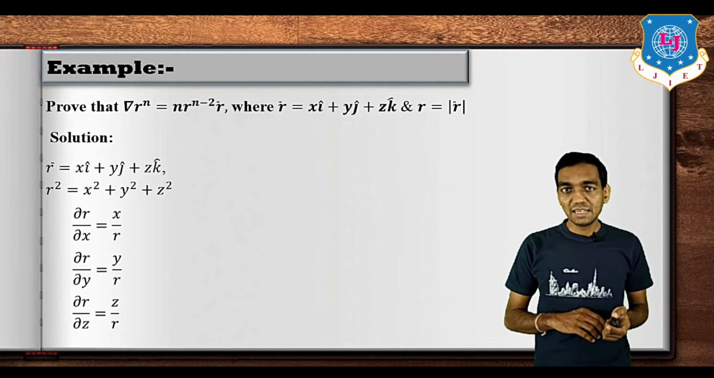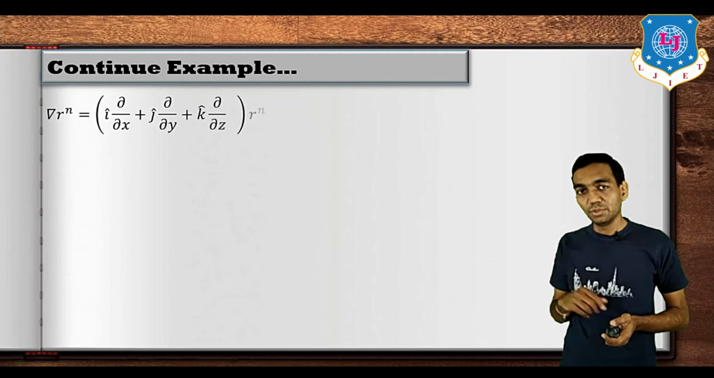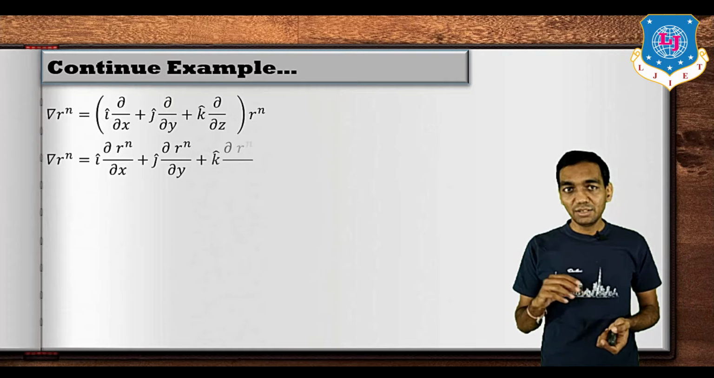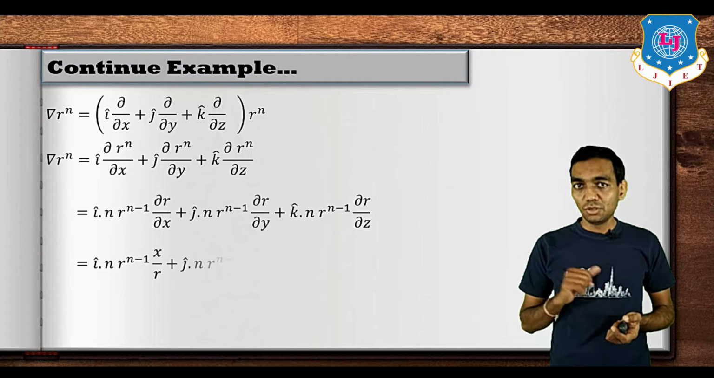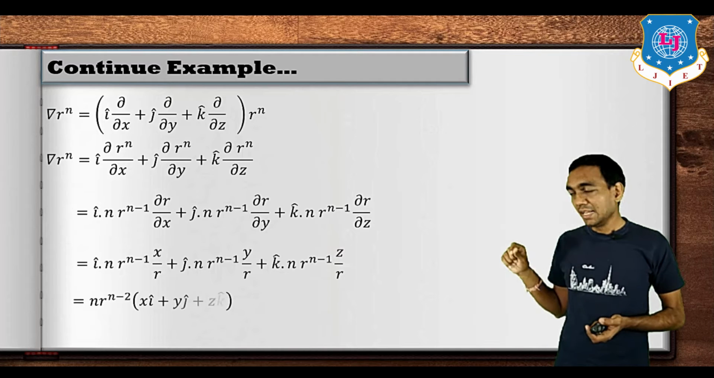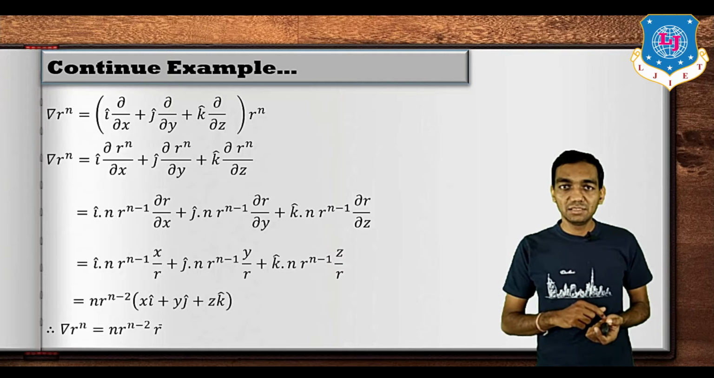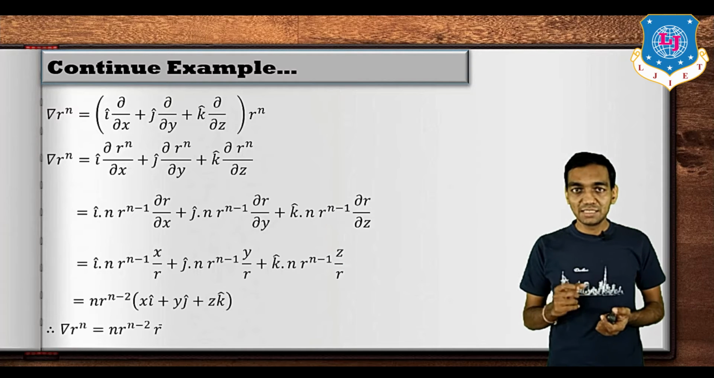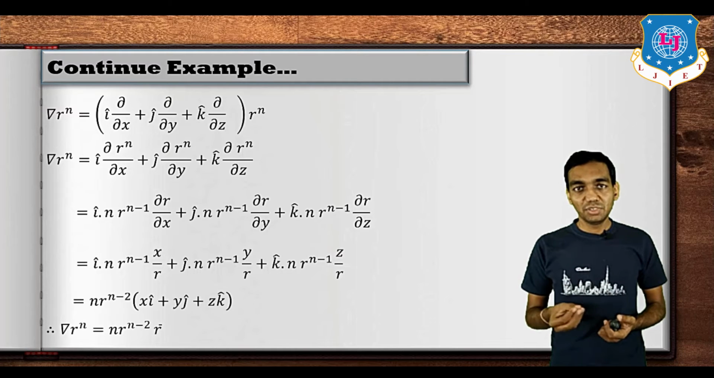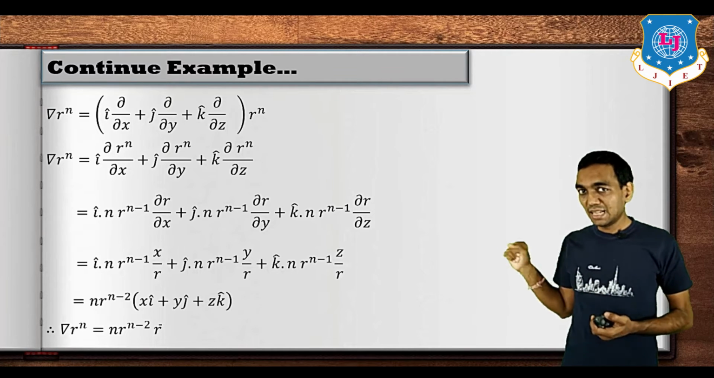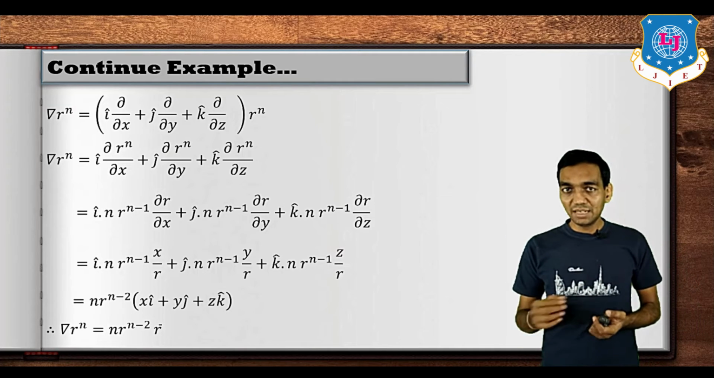Now we are starting with the definition of a gradient. So grad of r raised to n is nothing but i into del by del x plus j into del by del y plus k into del by del z of r raised to n. That means i into del by del x of r raised to n plus j into del by del y of r raised to n plus k into del by del z of r raised to n. Now, if you are differentiating r raised to n with respect to x, then the derivative will be n into r raised to n minus 1 into del r by del x.